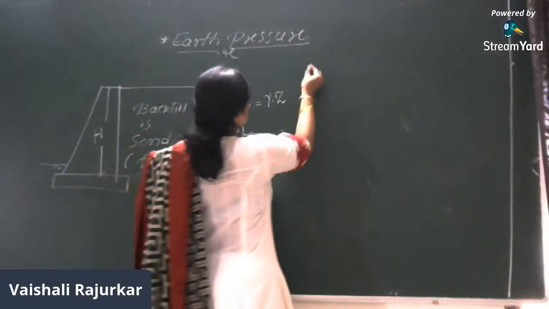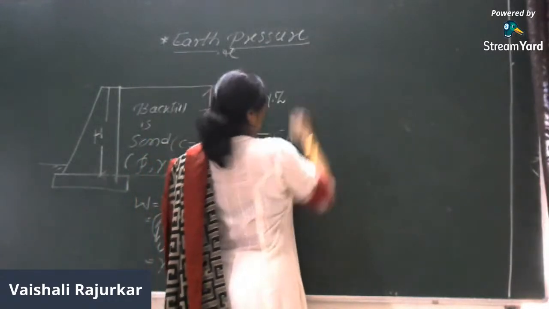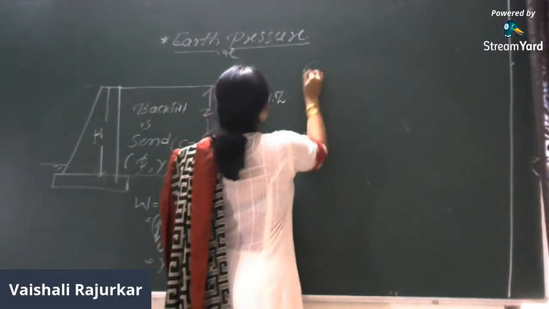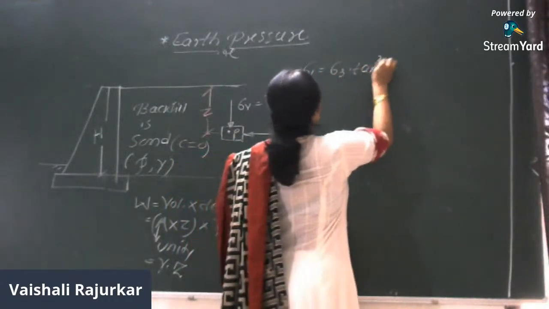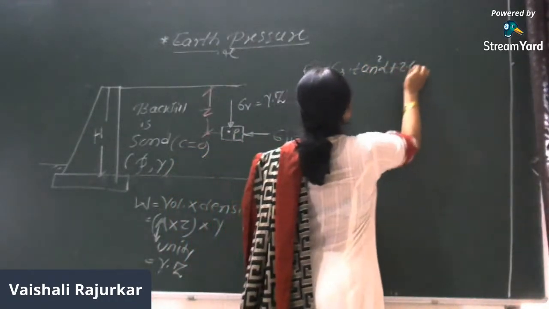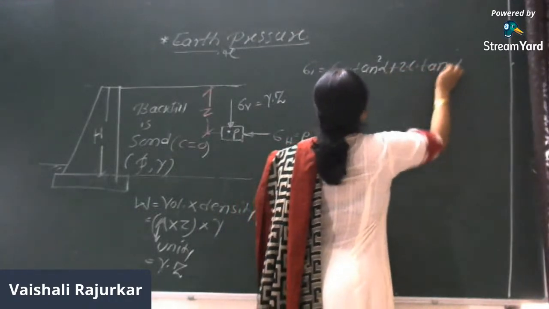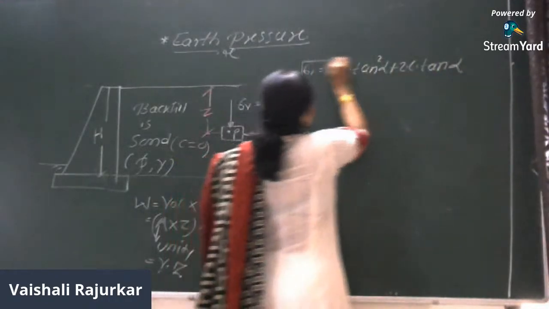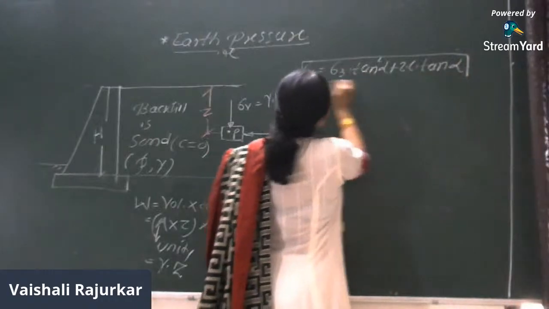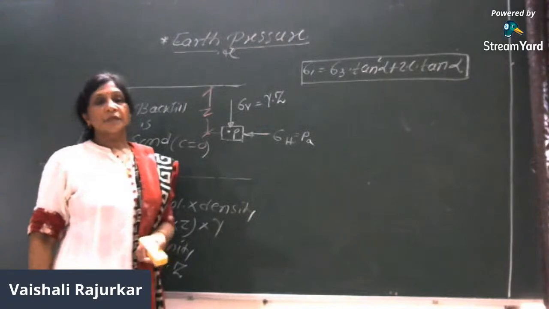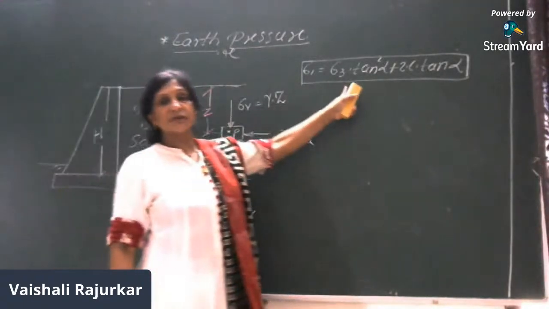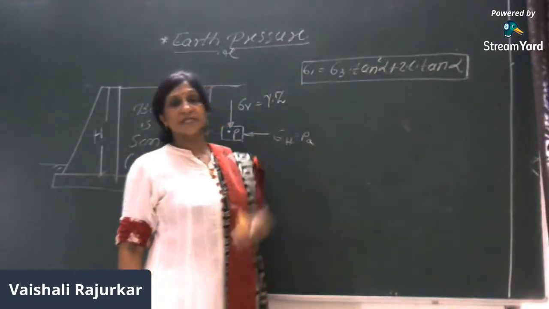Now, here, what is the equation of plastic equilibrium of a soil? That is sigma 1 is equal to sigma 3 tan square alpha plus 2c tan alpha. This is the equation which we have already discussed in geotechnical engineering 1, and this is called Bell's equation.